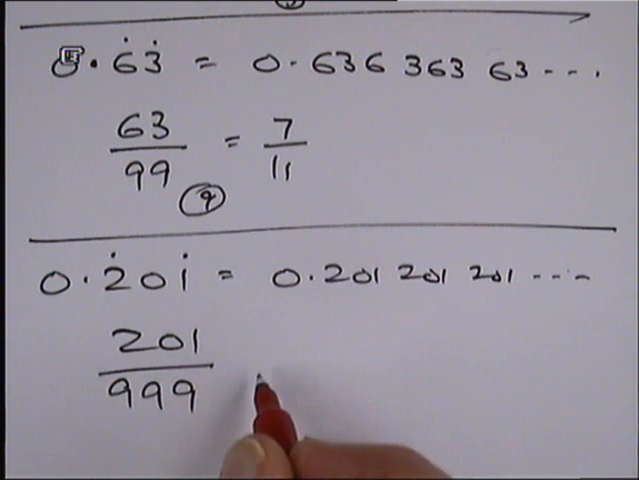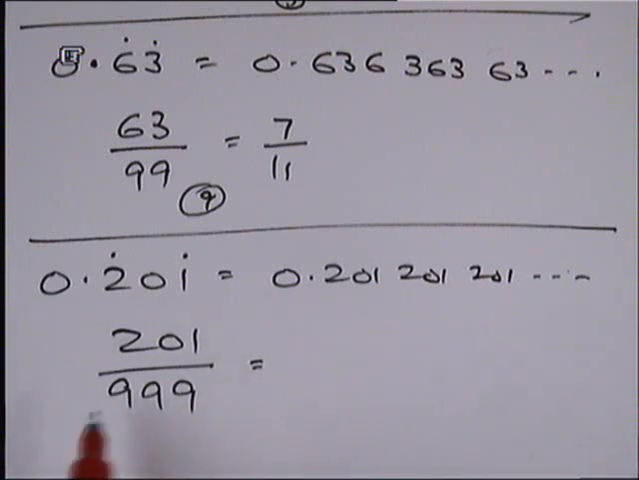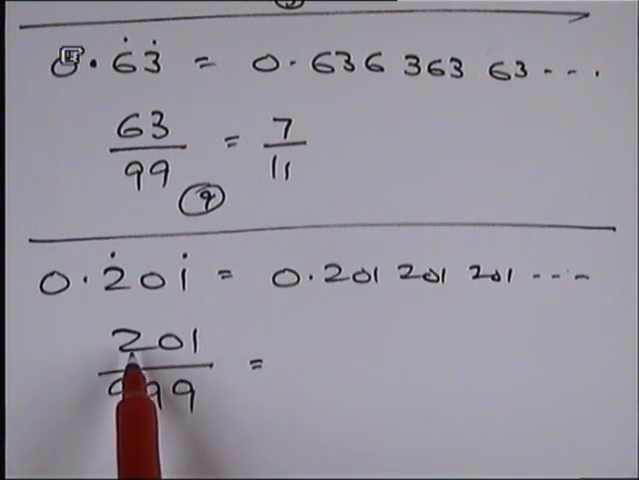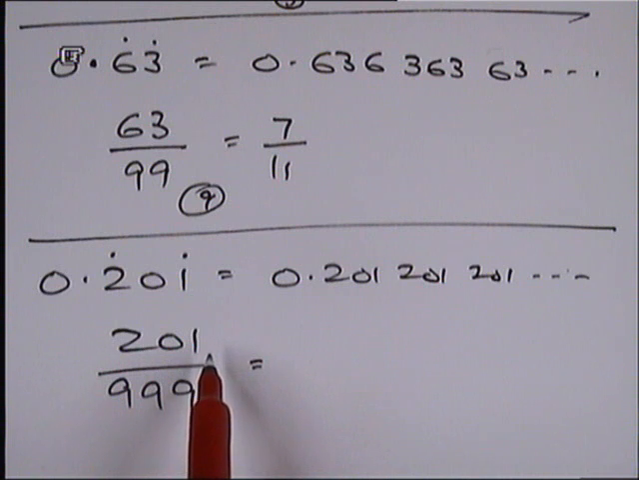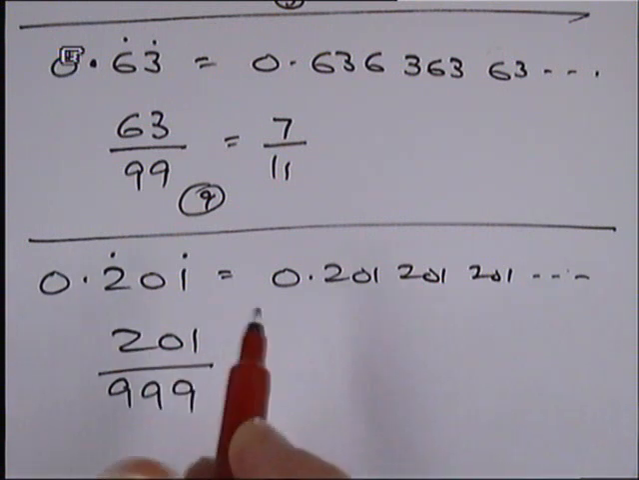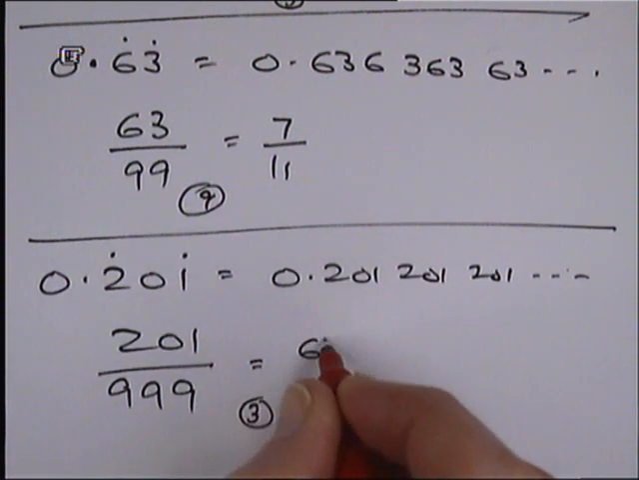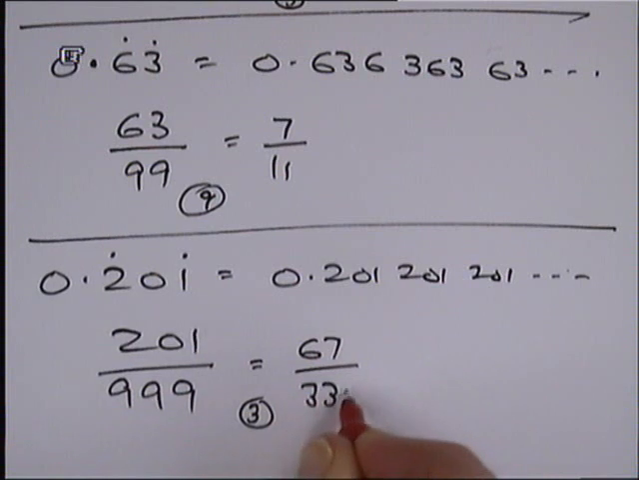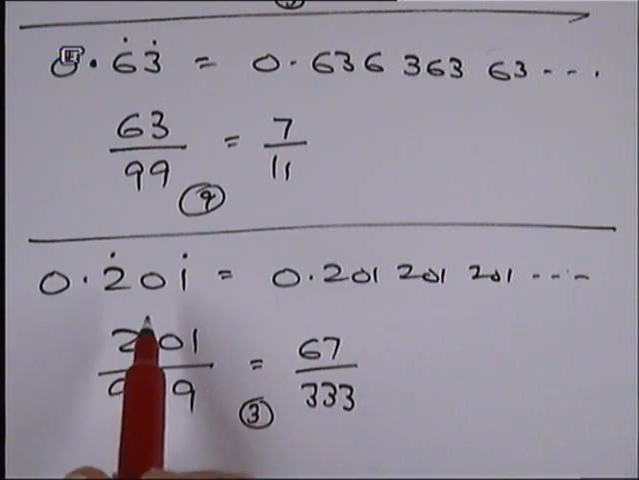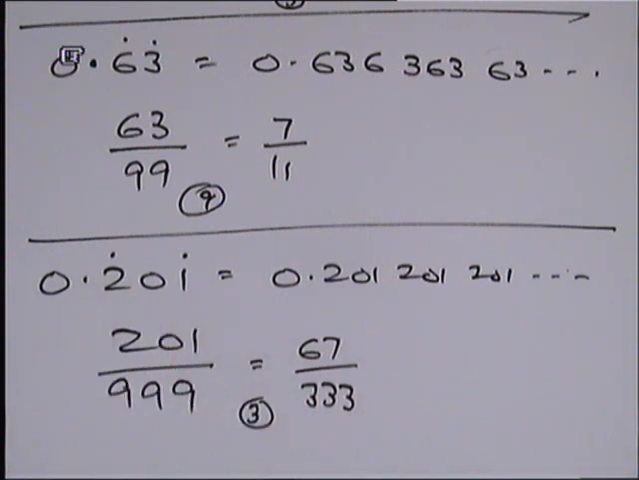Now, you may be able to spot 3 goes into both of those. 3 goes into this number because 3 goes into the 9s. 3 also goes into 201. Just as an aside, you can check that because 2, 0 and 1 add up to 3. If 3 goes into 3, 3 will go into 201. And as you cancel that down, dividing them both by 3, you'll get 67 over 333. And that's what 0.201 recurring is as a fraction.